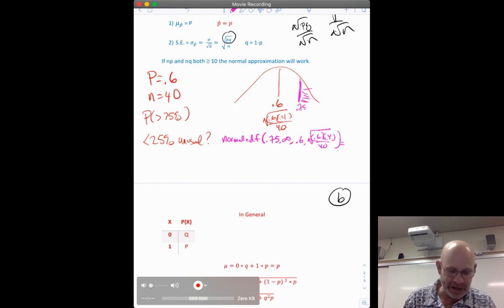0.75 to infinity with a mean of 0.6 and a standard deviation of square root of 0.6 times 0.4 divided by 40. 2.6%.